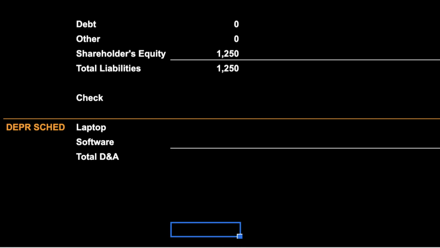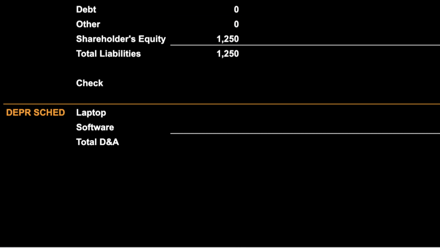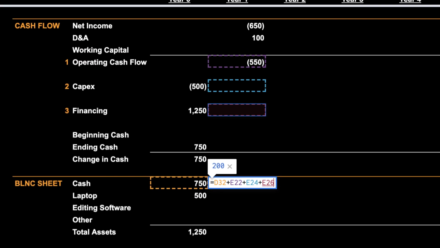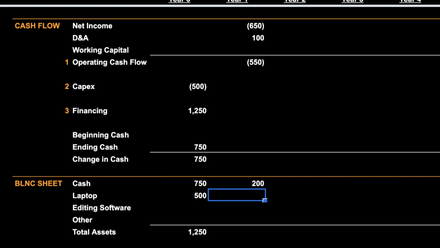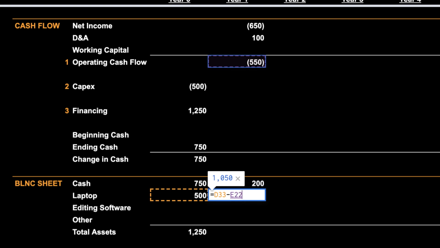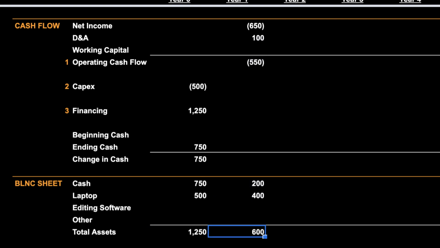So let's take a look at what the balance sheet looks like after your first year. You started with $750 in cash, but you lost $550 in operating cash flow. You didn't make any capital expenditure purchases this year, and you also didn't do any financing. You didn't raise any money, you didn't borrow any debt, anything like that. So your cash position after your first year has actually dwindled by $550 to $200. And something happened to the laptop line item on our balance sheet as well, which is that it depreciated by $100. So I'm going to subtract that. And you can see now that our total assets have dwindled down to $600.